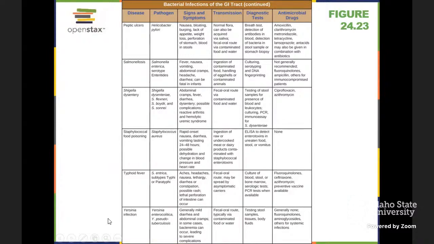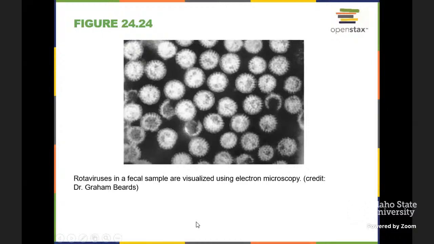All right. And then Yersinia, not pestis. All right. Yersinia enterocolitica and pseudotuberculosis. Another one that we might think about with milk. Mild diarrhea, abdominal cramps, maybe leading to bacteremia, so it gets into your circulation. So contaminated food or water, fecal oral route is the situation with it.